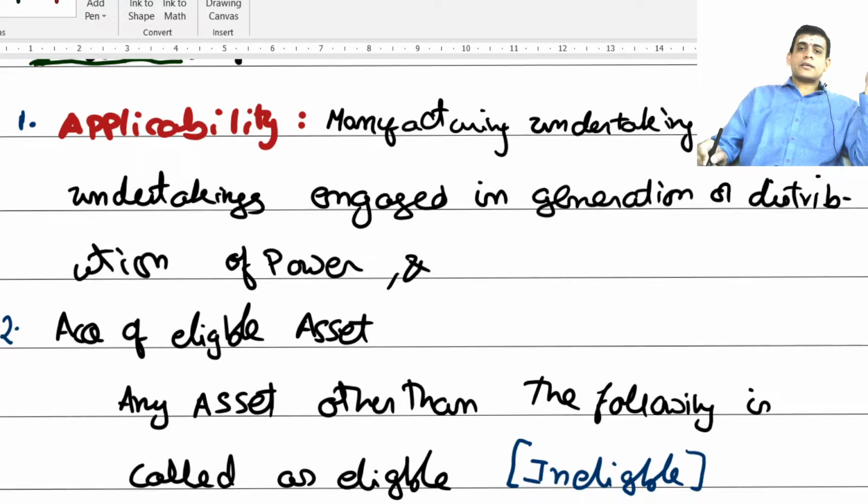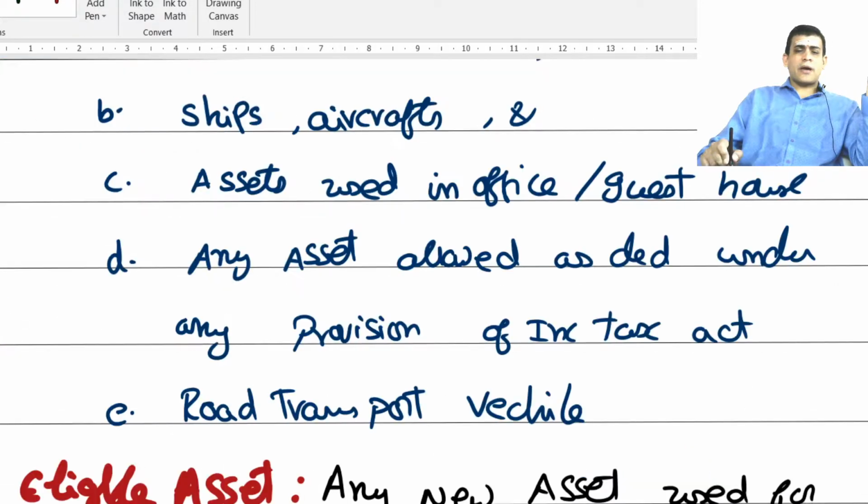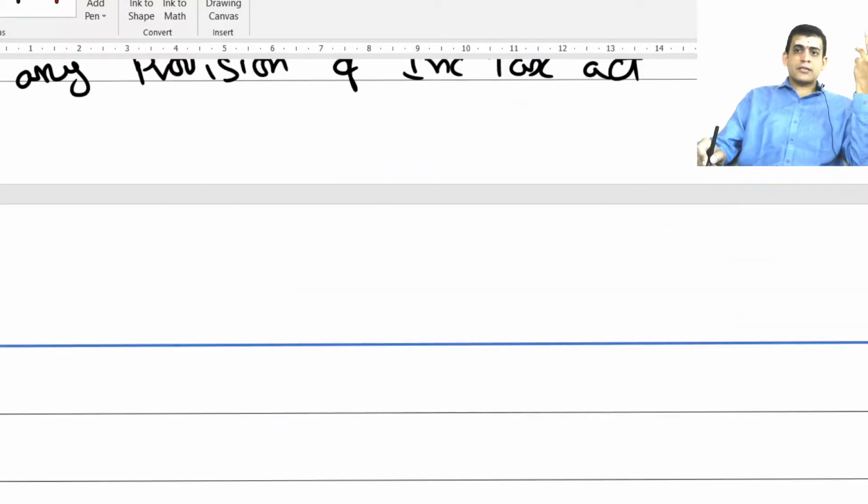And it is mentioned that ships and aircrafts are not used in manufacture, assets used in office means what? Even these assets are not used for manufacture. Say air conditioner installed in office is not used for manufacture. Same air conditioner installed in factory is used for manufacture. So any asset used in manufacture or generation of electricity, provided that is a new asset which is not allowed as deduction under any other provisions of the Income Tax Act. Of course, road transport vehicle is not at all used for your manufacture. Once the goods are manufactured, this vehicle is used to transport the goods. So ultimately, road transport vehicle is not used in manufacture. So any asset which is new and used in manufacture is something called an eligible asset.